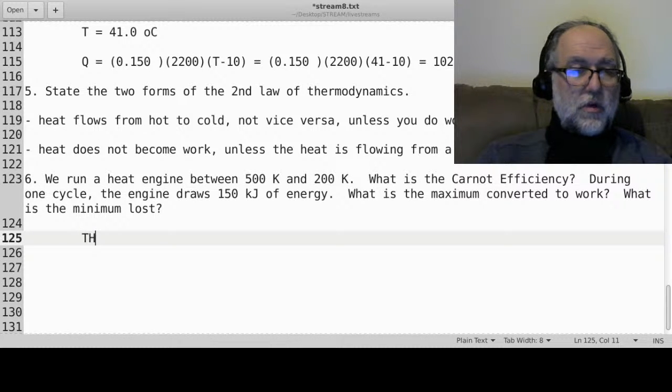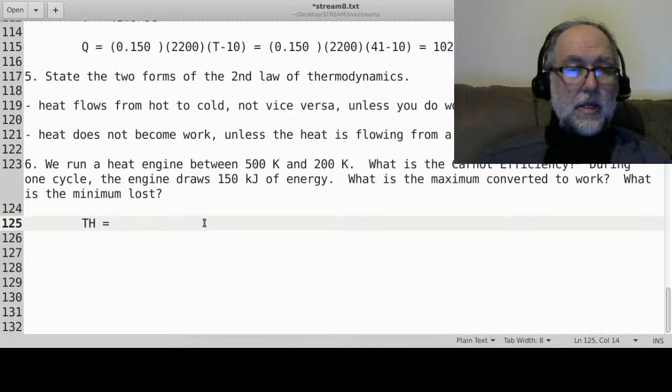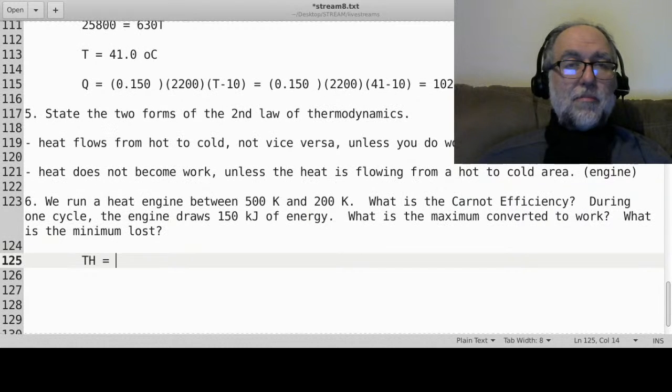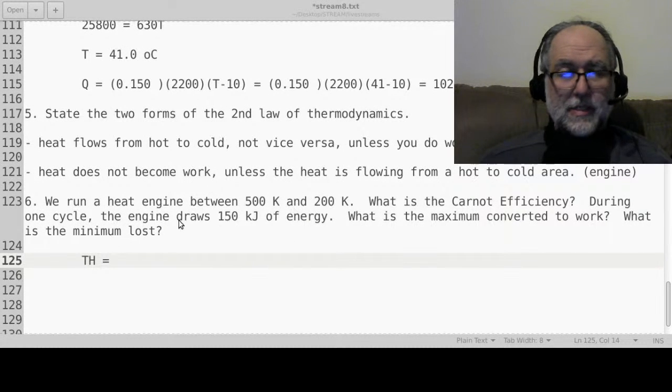We'll call it TH for hot. Okay, and in this problem, let me read the problem first, and then I'll explain it as we go through it. So we run a heat engine between 500 Kelvin and 200 Kelvin.